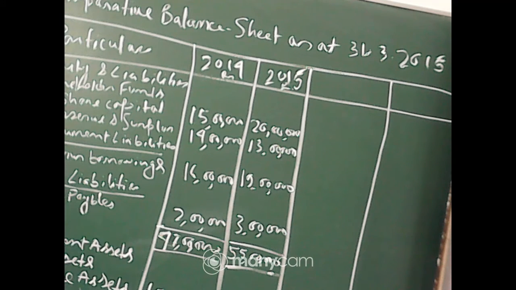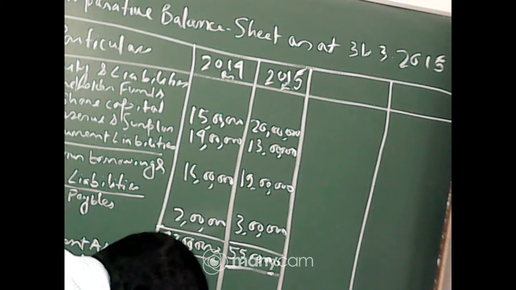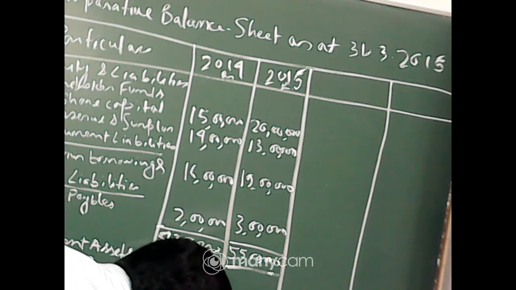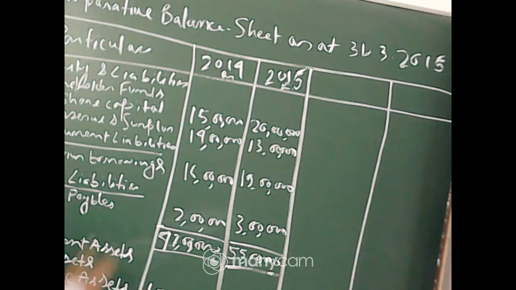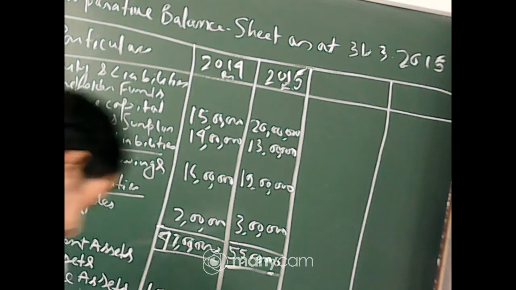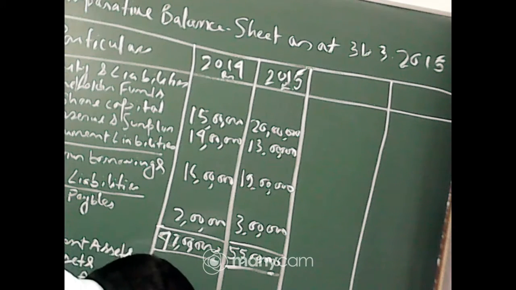And one more thing is there, cash and cash equivalents. What is the amount? Last year 2 lakh and this year 3 lakh. Now here the total will be the same. The total of asset, what is the total of liability? That is the total of asset, 47 lakh and 55 lakh.